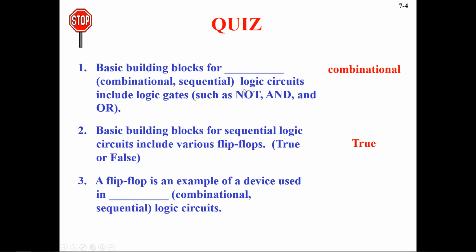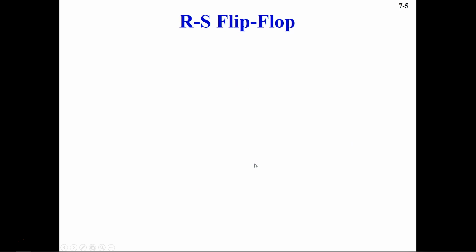And then: a flip-flop is an example of a device used in combinational or sequential logic circuits. So definitely it's going to be sequential. So we have sequential here. Now let's begin with the first flip-flop, which is called your RS flip-flop.